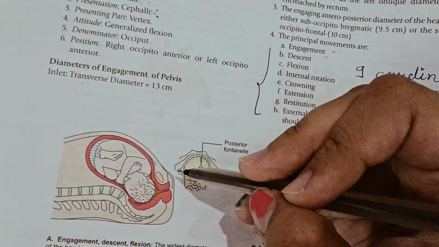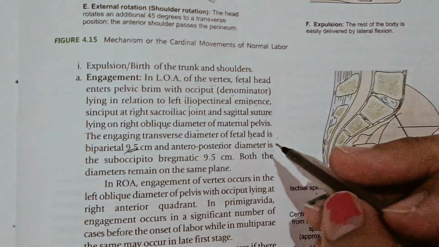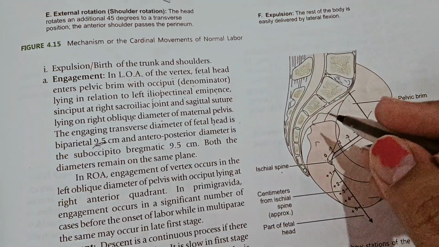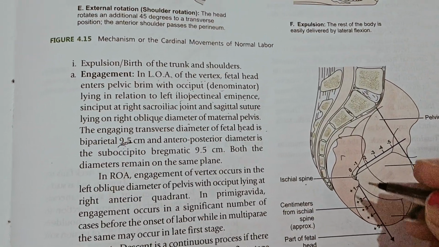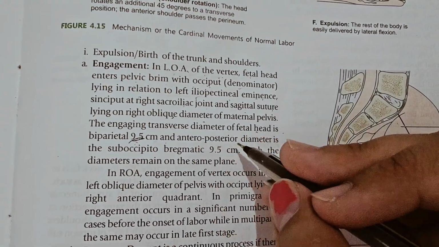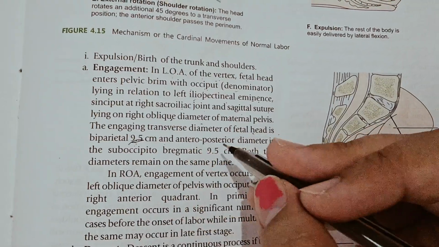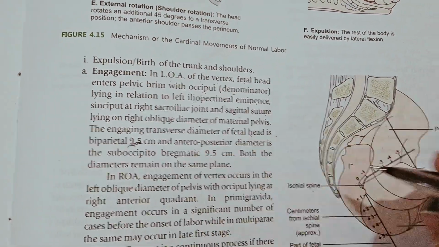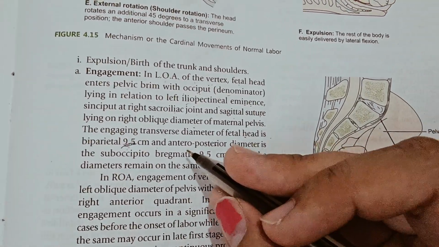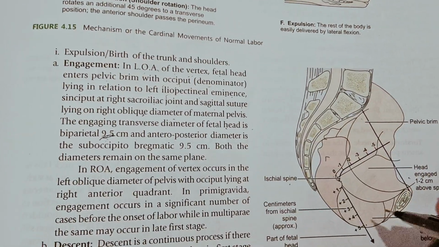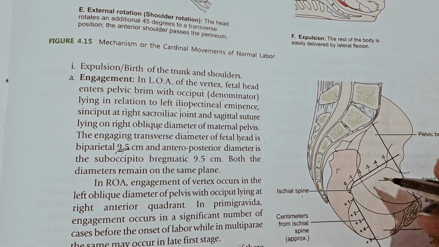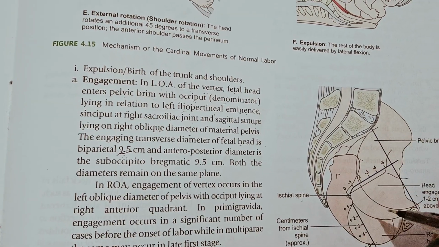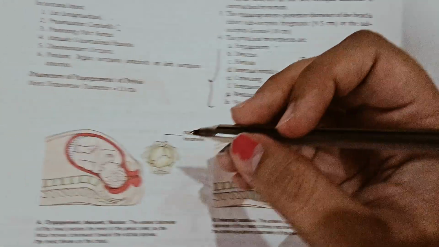Biparietal is the transverse diameter, and the other one is anterior posterior. Anterior posterior means from the topmost frontal part to the occiput part. In that, the suboccipitobregmatic diameter means the whole anterior posterior diameter from frontal bone to occipital bone, and suboccipito means from occiput to bregma. Okay, what is bregma?